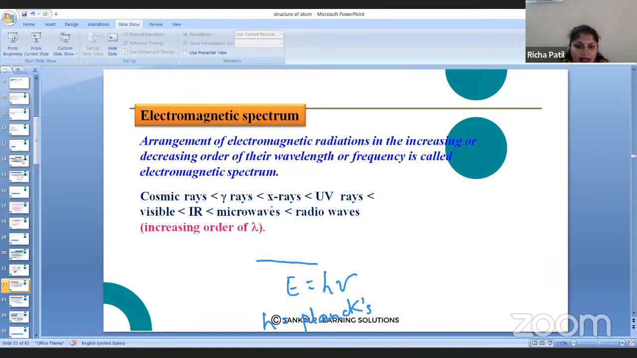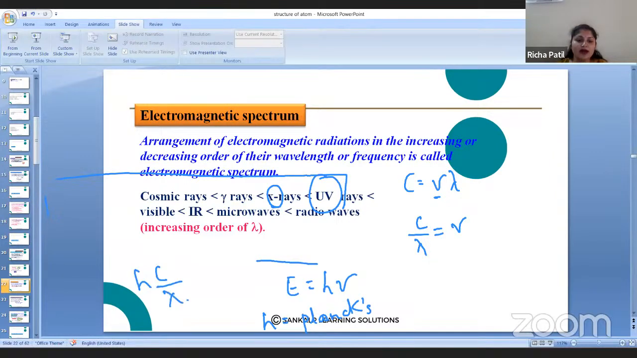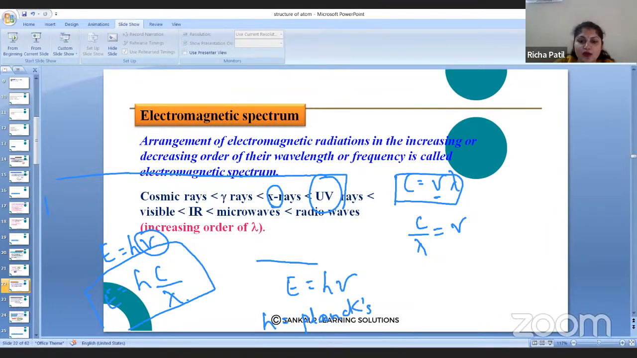Now how do you relate this nu? c is equal to nu into lambda, so nu is c by lambda. By replacing this value of nu in energy equals h nu, you get the energy of each photon as E equals h c by lambda. Remember this. Here h is Planck's constant, and its value is 6.624 into 10 raised to minus 34 joule second.